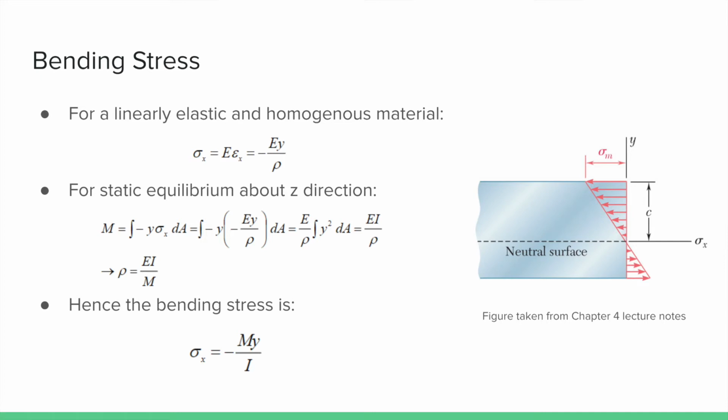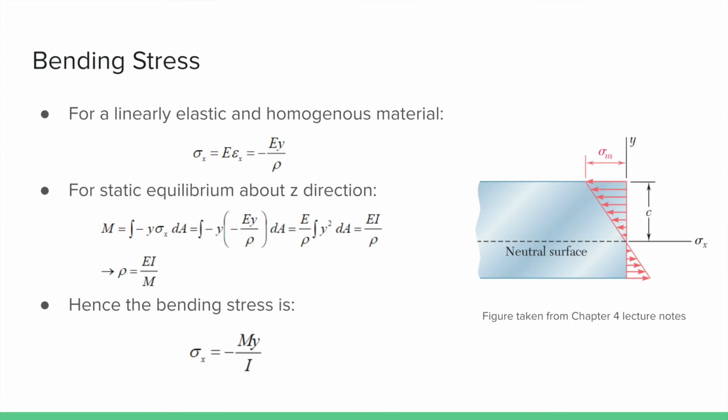Then, for static equilibrium about the z direction, you can take the moment, which is equal to the integral of negative y times sigma x dA. This results in rho equal to E times I all divided by M. Substituting rho back into the original equation for stress gives us that the bending stress sigma x is equal to negative My over I, where M is the applied bending moment and I is the area moment of inertia of the cross-section.